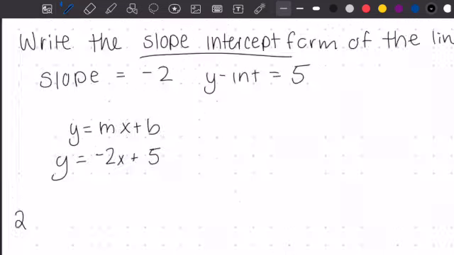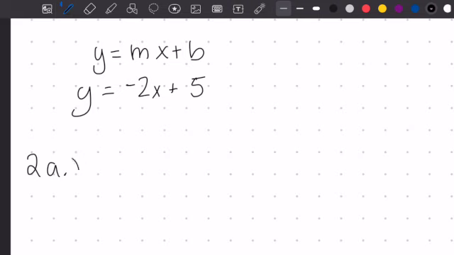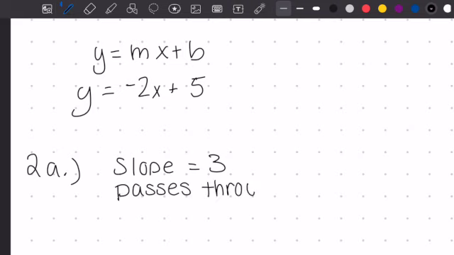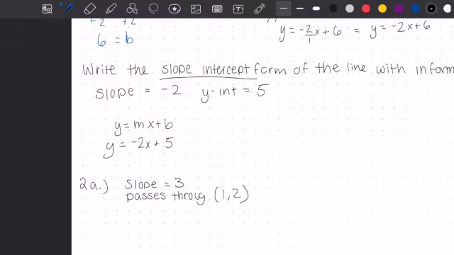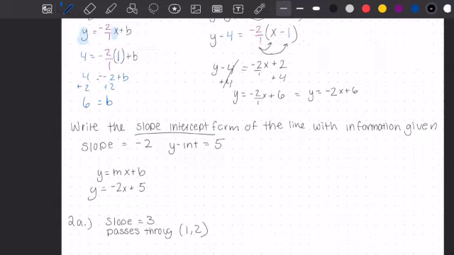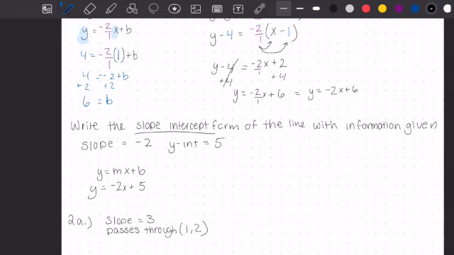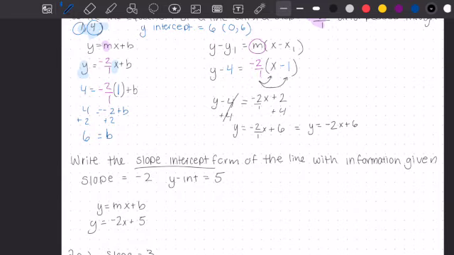as well. So 2A here gives me the slope of 3, and it passes through 1, 2. So slope point form, let's look back up at our equation here, is y minus y1 equals m bracket x minus x1.